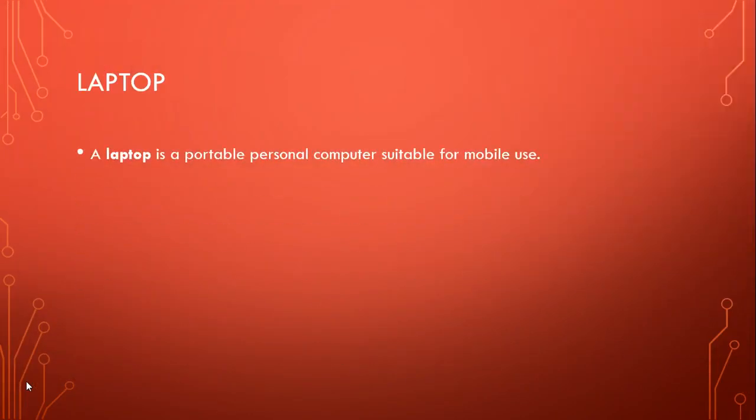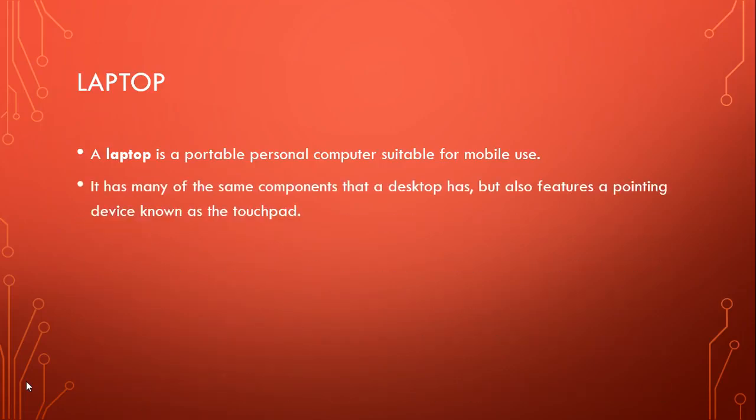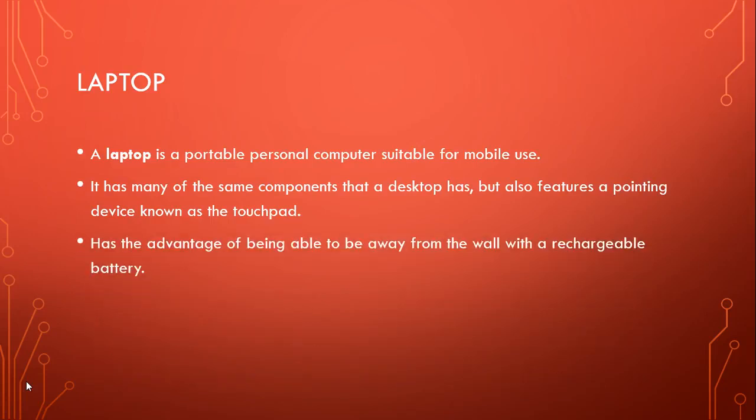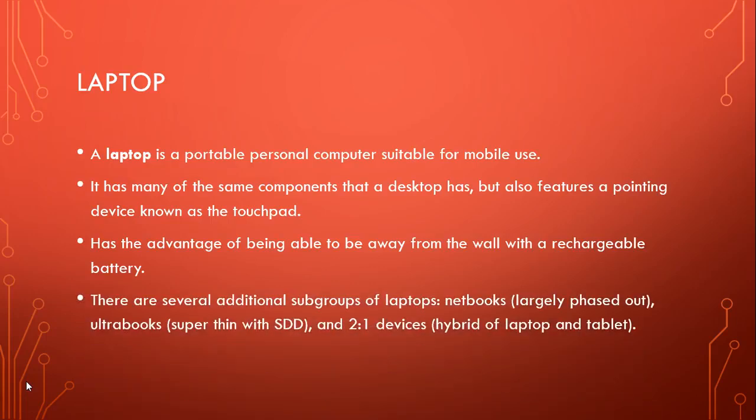All right, laptops. We're going to define those as a portable personal computer suitable for mobile use. It has many of the same features that a desktop has, but also has a pointing device, which is known as the touchpad. And it has the advantage of being able to be away from the wall with a rechargeable battery. Compare that to a desktop, which has to be plugged in. Now, there are several additional subgroups of laptops: netbooks, which have largely phased out. They still exist, but a lot of them have evolved into other forms. Ultrabooks, which are super thin with solid-state drives, and 2-in-1 devices, which are a hybrid of laptops and tablets.